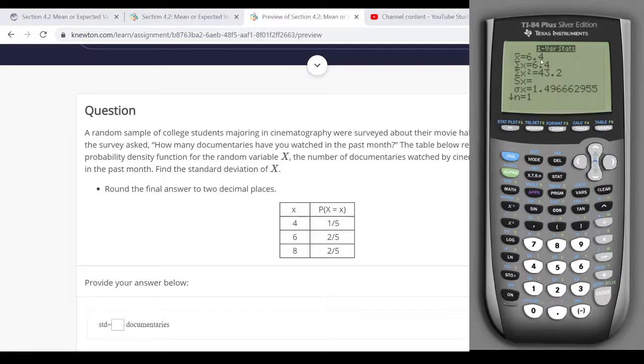Now the mean is different, of course, right? The values before were 0, 1, and 8. Now they're 4, 6, and 8. So the mean is going to be changed, right? So let's see, the mean is 6.4. And they say round to 2 decimal places.